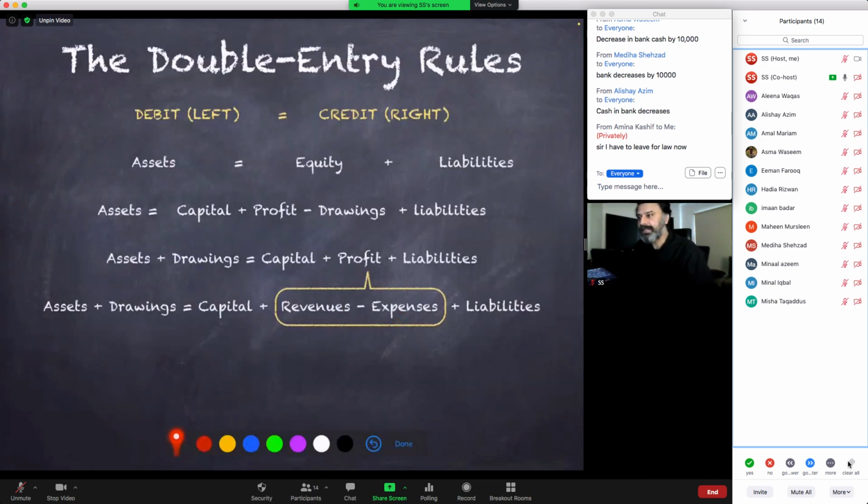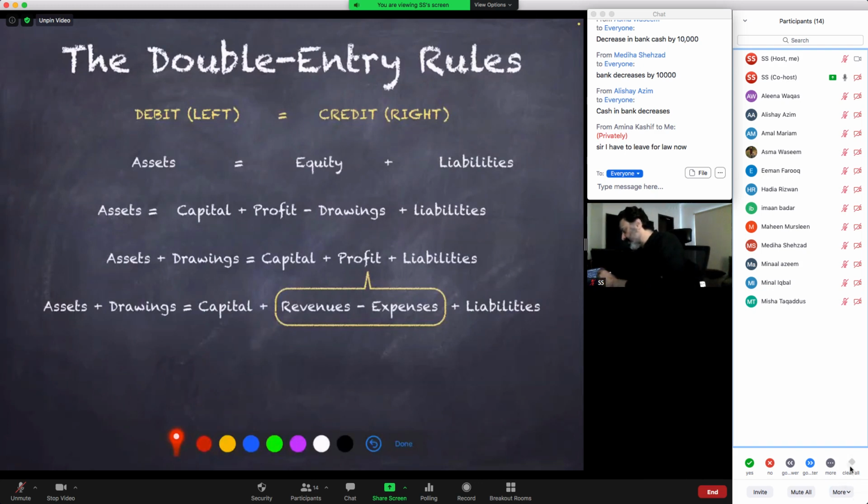Give me a green check here if you agree with this evolution of accounting equation. Our accounting equation is evolving. It is revealing more of its secrets, and it is introducing us with more and more terms here. Okay, all agree. Excellent, excellent, very good.